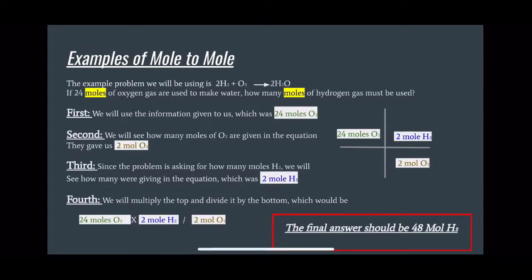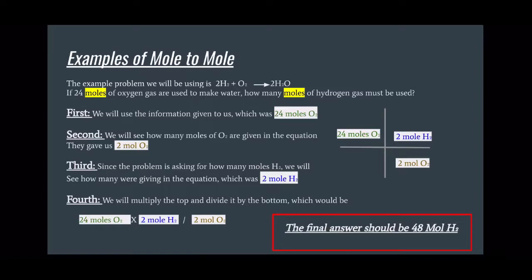Examples of mole-to-mole. The example problem we will be using is 2 hydrogens plus 2 oxygens. If 24 moles of oxygen gas are used to make water, how many moles of hydrogen gas must be used? First, we will use the information given to us, which was 24 moles of oxygen. Second, we will see how many moles of oxygen are given in the equation. They gave us 2 moles of oxygen.